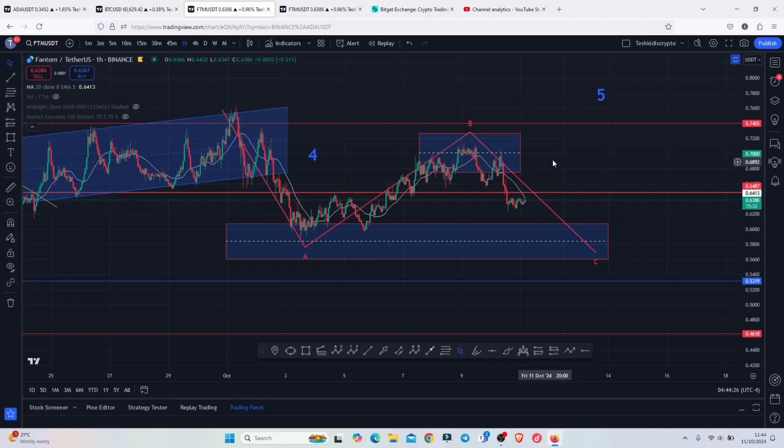Fantom continues to see a bit of a breakdown move after getting rejected at our key area of resistance that lies between the 0.727 and the 0.6755. And at the time of this recording, we have also lost a key area of support above the 0.6487, flipping it back into resistance.